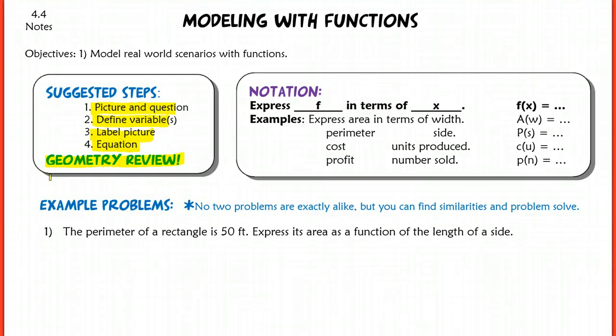Now the notation with your functions here is going to be given in function form, and I've got this little formula here. You're going to express f in terms of x. So when I express f in terms of x, this is the notation that it ends up looking like. If I were to express area in terms of width for function notation, that is A of w, the area in terms of the width. So I've got all these examples here written out for you so you can see what you should end up seeing as far as your function notation to the right.